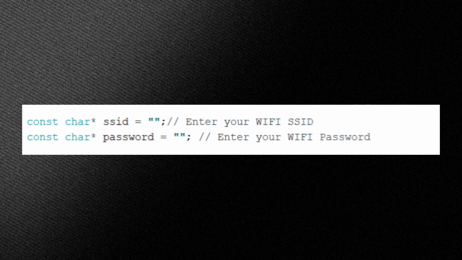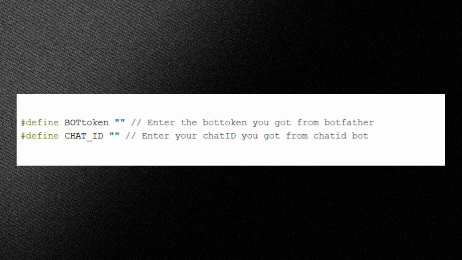For the SSID and the password variables, replace them with your own Wi-Fi SSID and password. Here, insert the Telegram bot token you got from BotFather in the bot token variable. Also, insert your Telegram ID that you got from the Telegram ID bot.